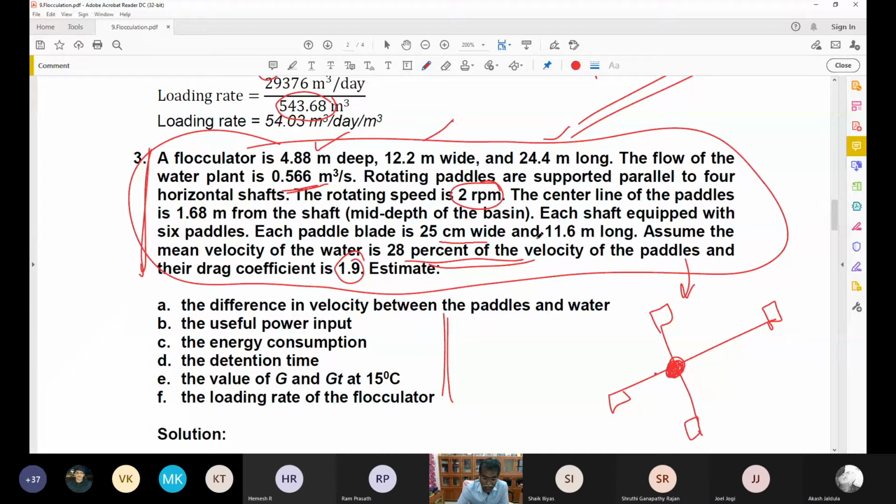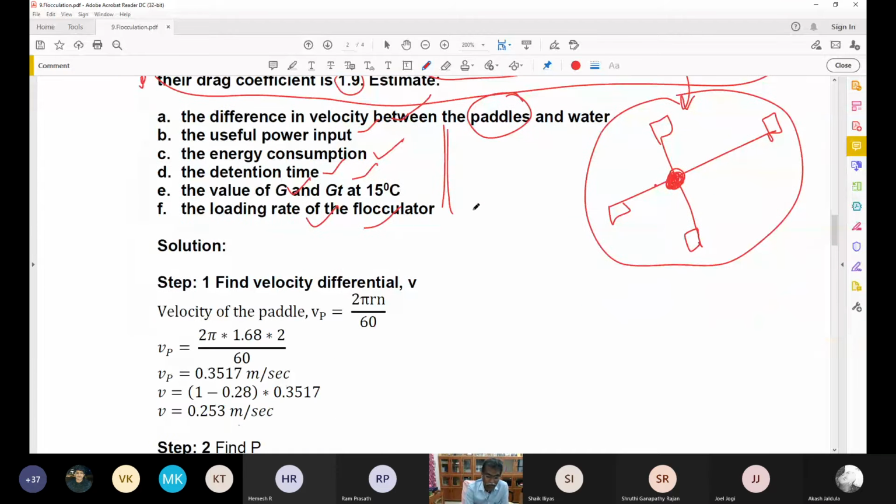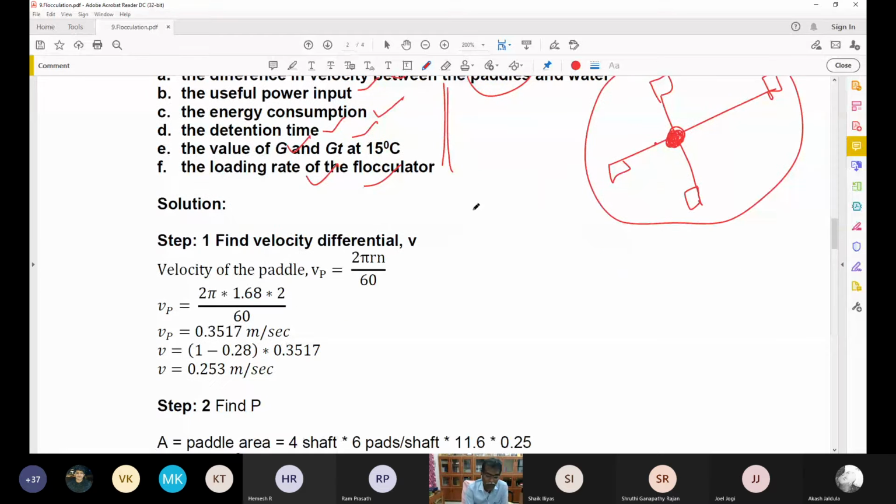So read the problem statement clearly. That way you will be able to identify each parameter and value. Here you have to find the difference in velocity between the paddle and the water. That is number one, the velocity difference. Then power input, energy consumption, retention time, G value and GT value, and loading rate of the flocculator. This is almost 60 to 70% of the problem we have seen in the previous one. Now, the velocity of the paddle. You can use this formula, which we also discussed in the last class. Vp is equal to 2 pi R n by 60.